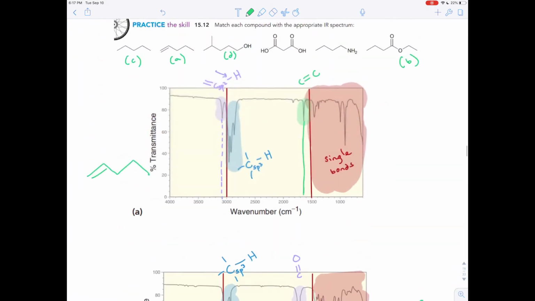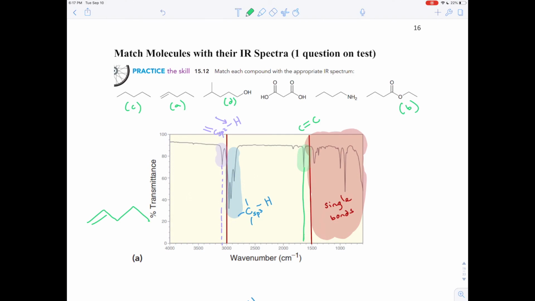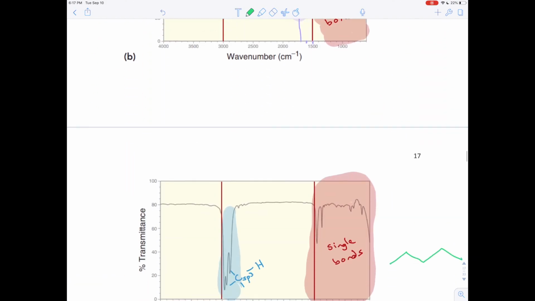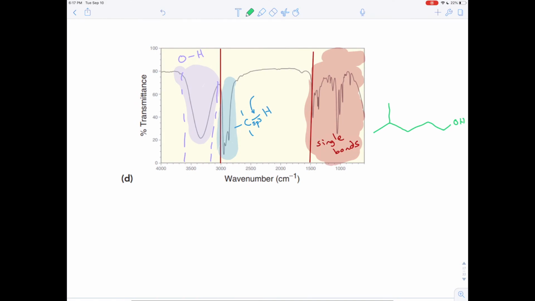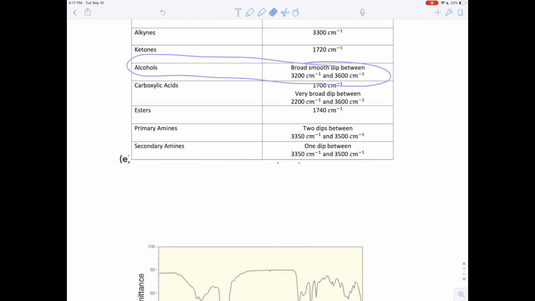We had 5 carbons, and then they have an OH on the end and a methyl group coming up here. So there it is. Okay, next one.